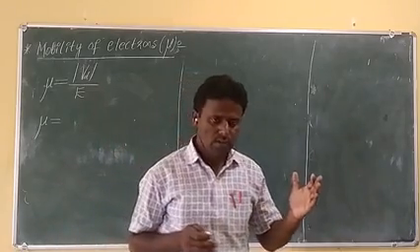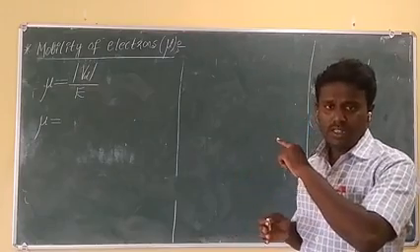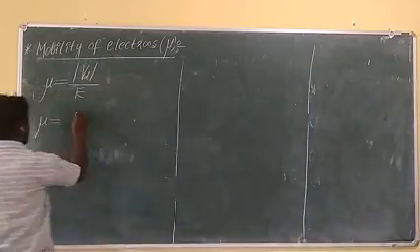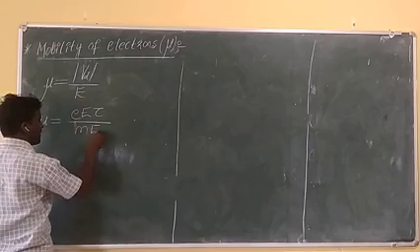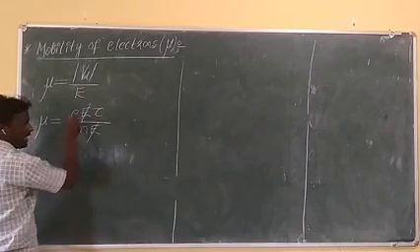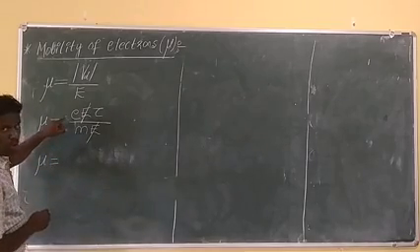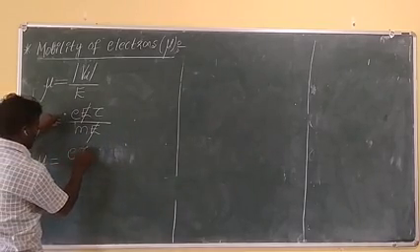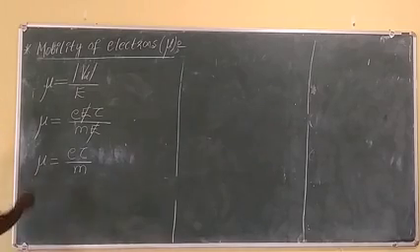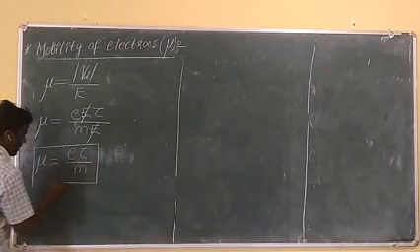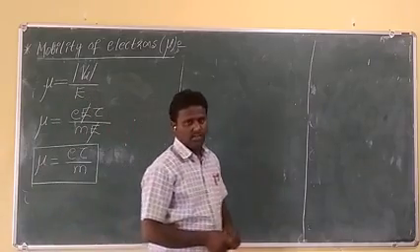What is the formula for drift velocity? Minus eEτ by m. Here you should take that formula with positive sign, so that is eEτ by m. This E is as it is, so E cancels. So mu equals eτ by m. This is the formula for mobility of free electrons, mobility of electrons, or mobility of charge carriers.